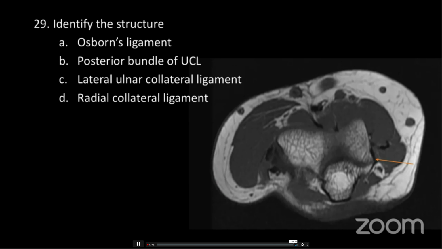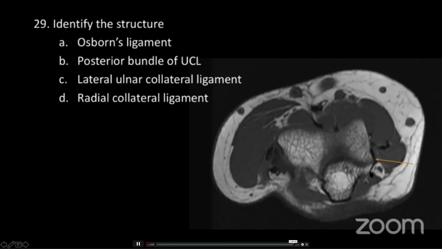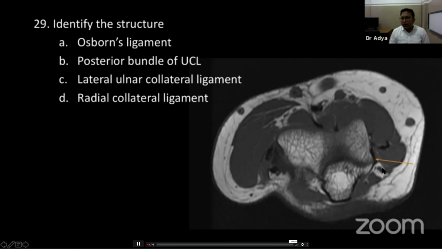So 80% of people are saying it's option B, posterior bundle of UCL. Yes, that is what I have already discussed. The posterior bundle of UCL is better seen on axial image, and it forms the floor of the cubital tunnel. So this is the cubital tunnel which is carrying the ulnar nerve, and this is the posterior bundle of UCL forming its floor. So the correct answer is B, posterior bundle of UCL.